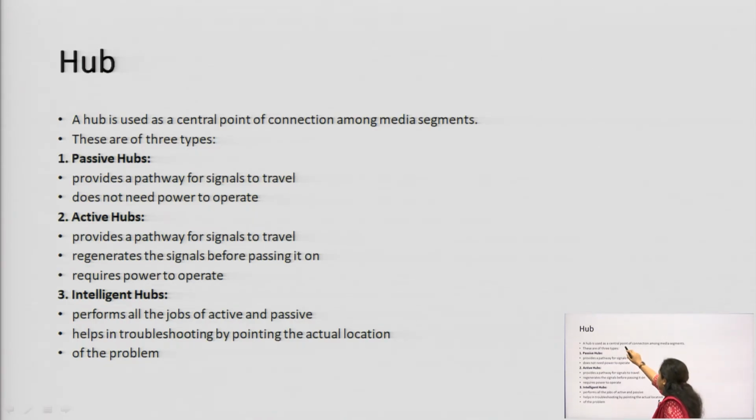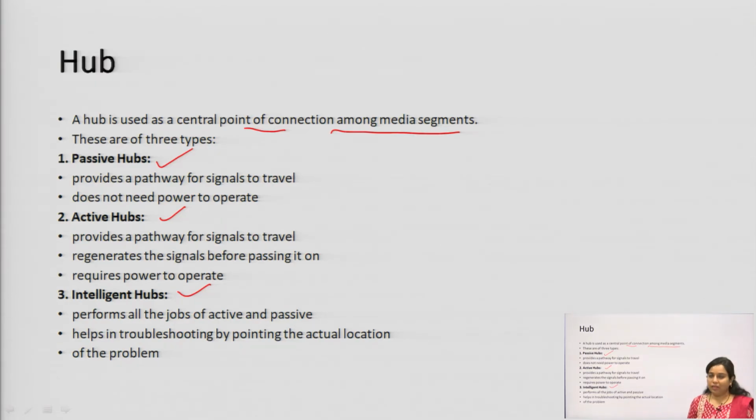Now, a hub is used as a central point of connection among the media segments. There are basically 3 types of hubs available. First is the passive hub, second is the active hub, and third is the intelligent hub. Now, what is a passive hub? It provides a pathway for the signal to travel and it does not need power to operate.